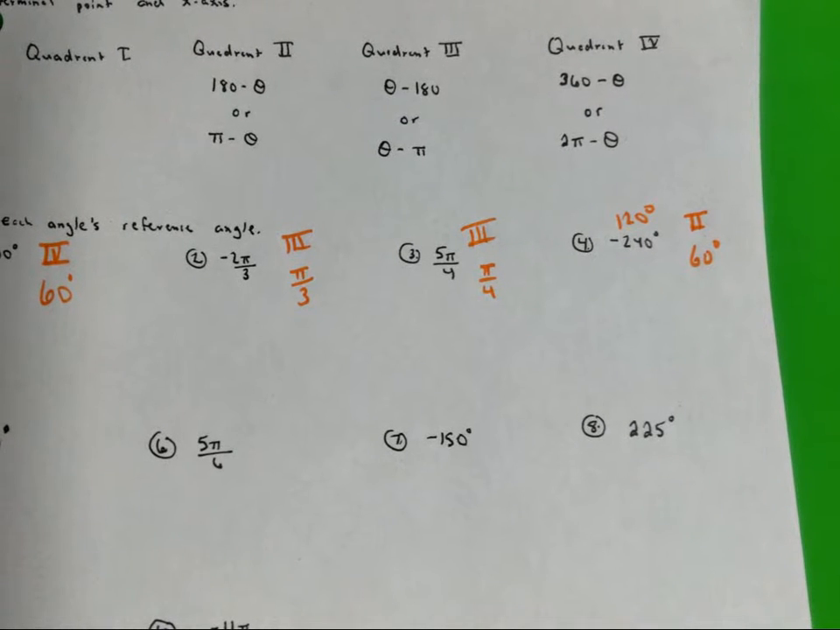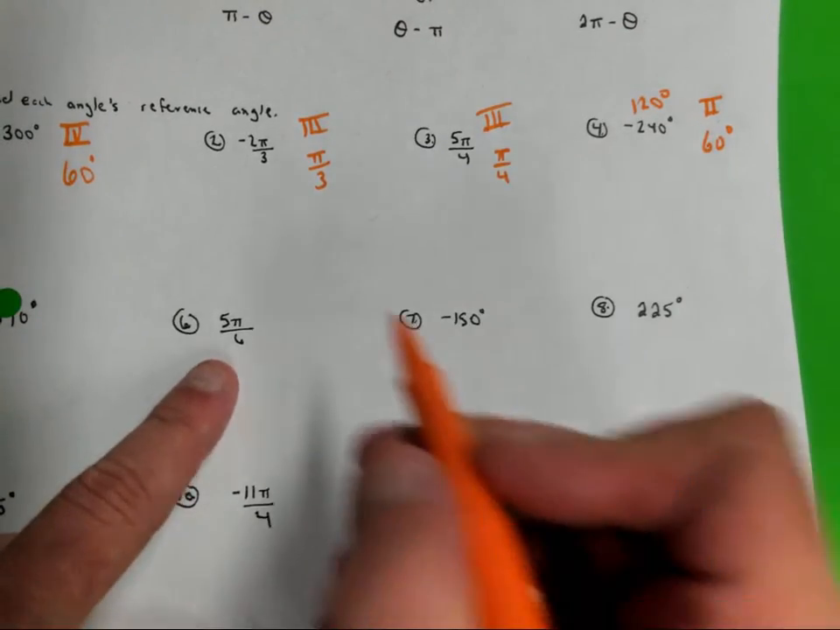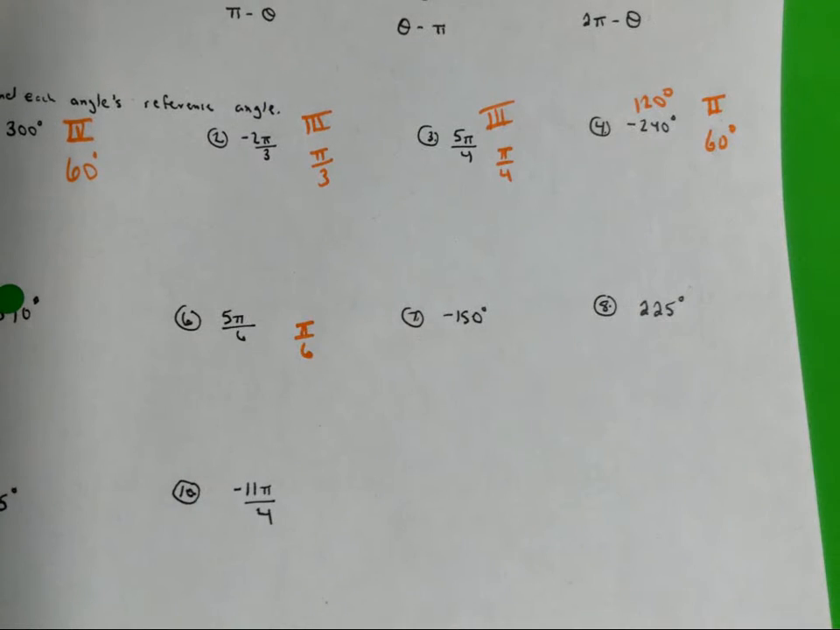I don't know what number 5 was, so let's go to number 6. What's your reference angle on number 6? Pi over 6. Now, let's try to change it to a mixed number. Can 6 go into 5? So will I go past the one whole part here? So is it in quad 1 or quad 2? Quad 2. Very good. That's what it's in.